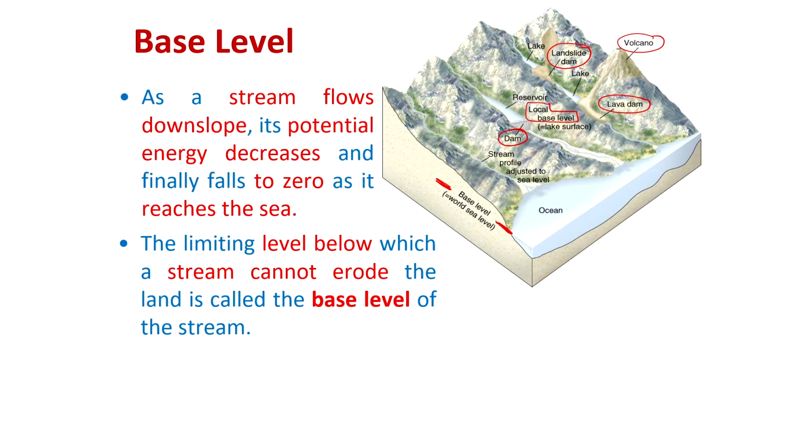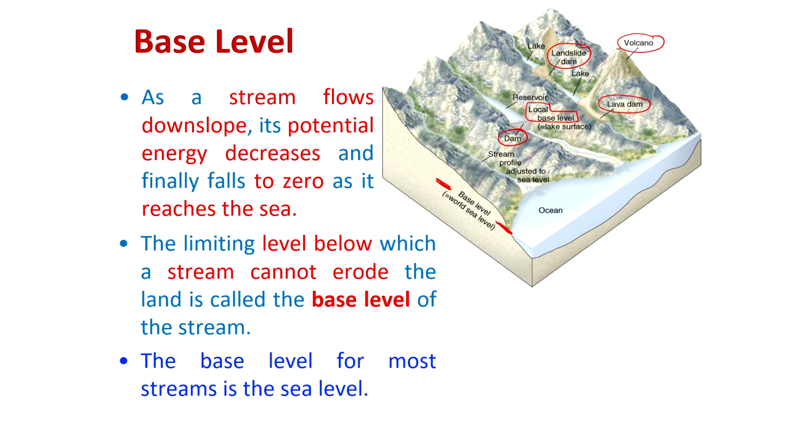So the limiting level below which a stream cannot erode. Okay. So unless and until the base level is achieved, it will not erode. The land is called the base level of the stream. The base level for most streams is the sea level, but in our case what we are going to see is that the ocean is not the base level, but the landforms and the related. So the alluvial plain will be our base level.